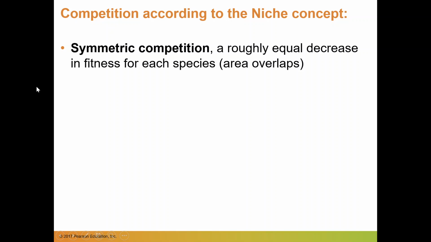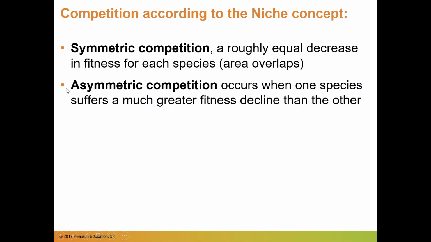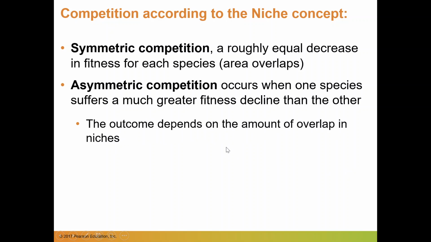Symmetric competition is a roughly equal decrease in fitness for each species. They have the same kind of area overlap in terms of their niche. Asymmetric competition is when one species suffers a greater fitness decline, basically their fundamental niche becomes much smaller instead of a little bit smaller. And the outcome of whether or not one species survives or one species becomes dominant depends on the amount of overlap.